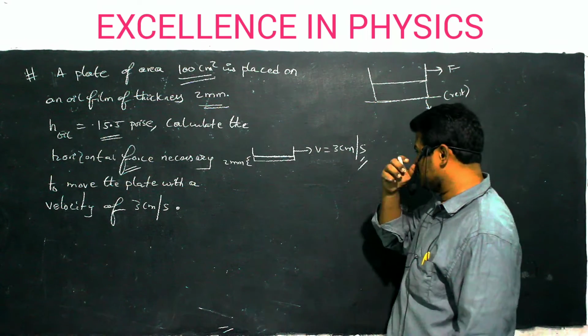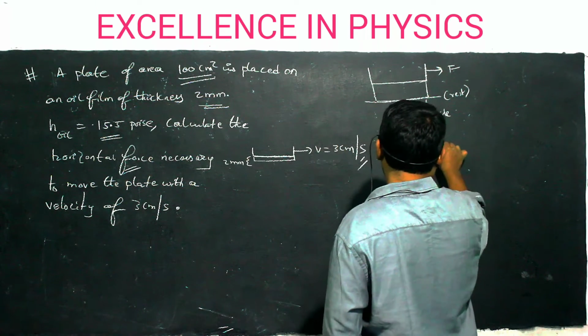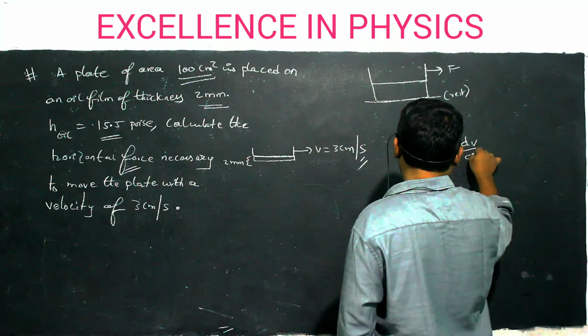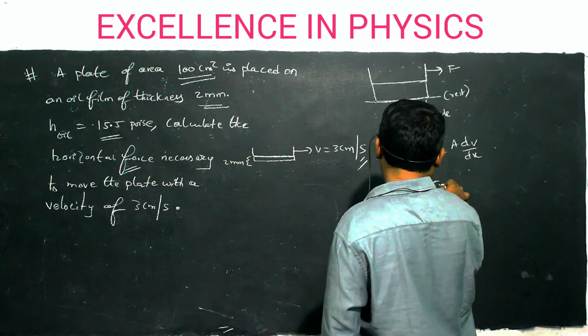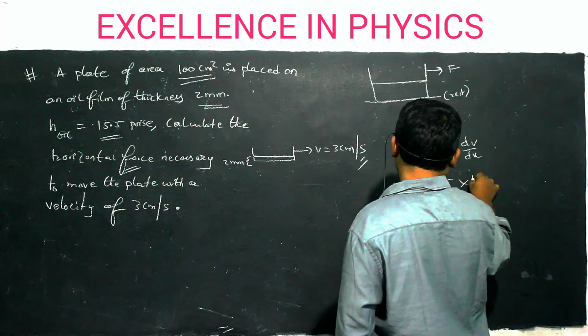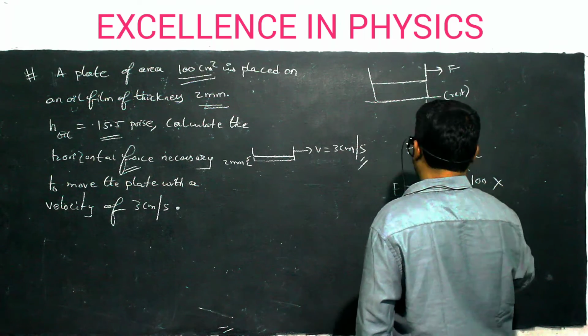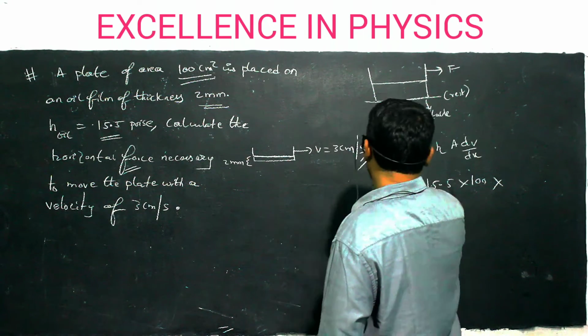So same equation. Force equation is how much? F is equal to eta A dV divided by dx. So eta value is how much? 15.5. Area of the plate is 100. Now what is the difference in velocity?